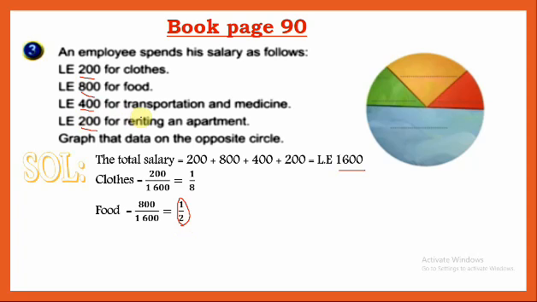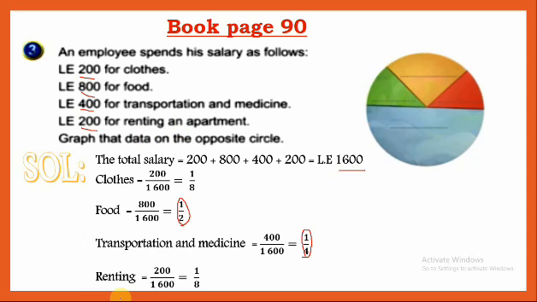After this, we need to know the fractions that represent transportation and medicine. 400 over 1600 equals a quarter, and 200 for renting an apartment, 200 over 1600, an eighth. From here, before we start putting them in, we can see that we have a half, a quarter, and two equal parts, an eighth and an eighth. Now, how to put the suitable item in its suitable place?